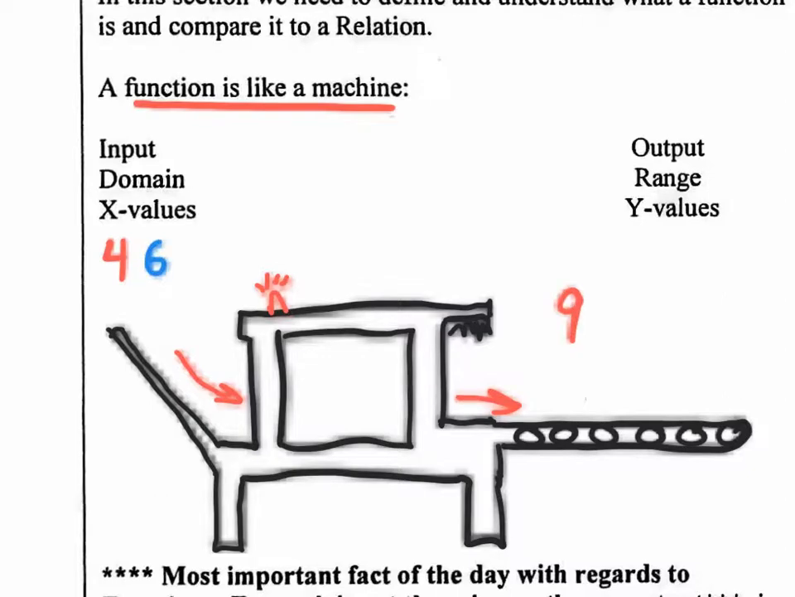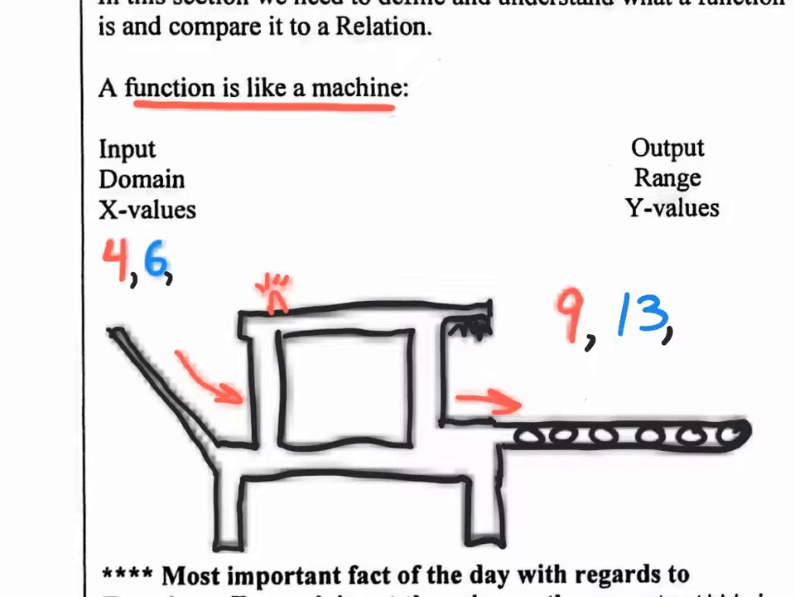I'm going to change colors so we can see it here. I want to take the number 6, plug it into this machine. Something magical is going to happen in here, and out is going to come the number 13. I know you're thinking, what's going on? Okay, so far we plugged in a 4, plugged in a 6, got out a 9, got out a 13.